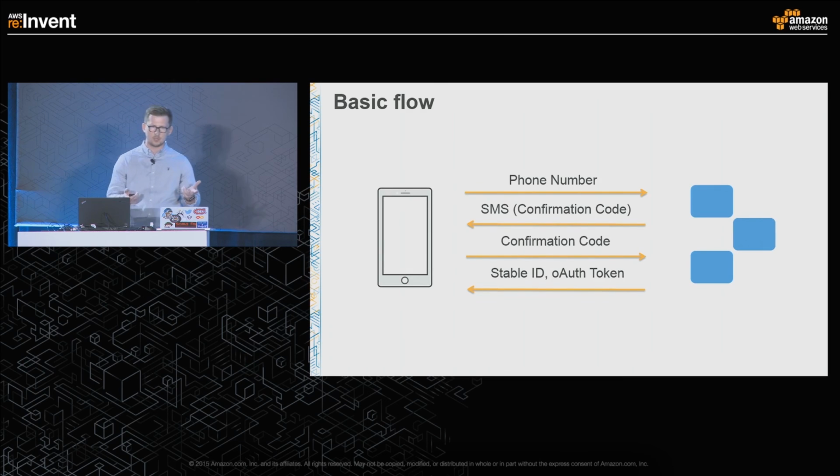So the ID is stable. In other words, the user can change the phone number, but the ID will remain the same. So you can use it as a primary key in your database and make sure that that identity remains the same. And the token is used to verify the credentials. So Cognito uses that to make sure that this is the correct user and it's authenticated and everything's great.